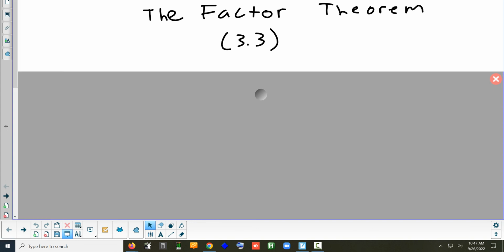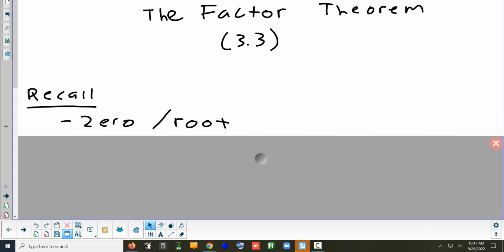All right, so we're going to take a look at 3.3, which is on the factor theorem. So factoring has a lot to do with division, right? Division is one way to figure out a factor to something if you don't know it. And I'm going to go through an example of that right now.